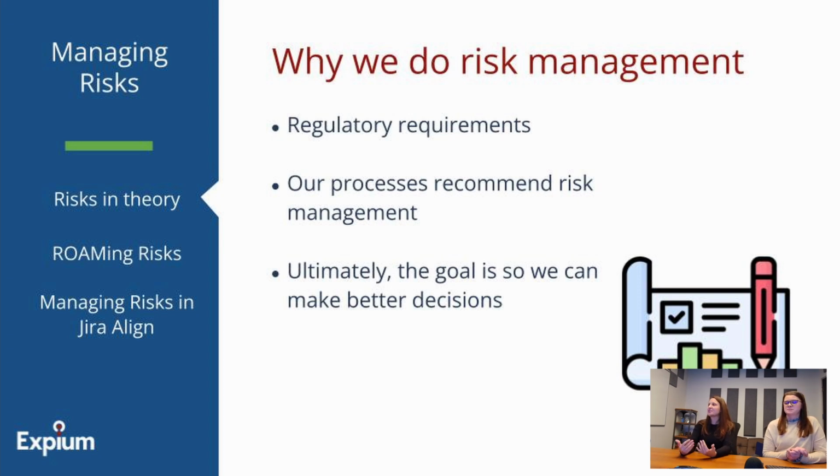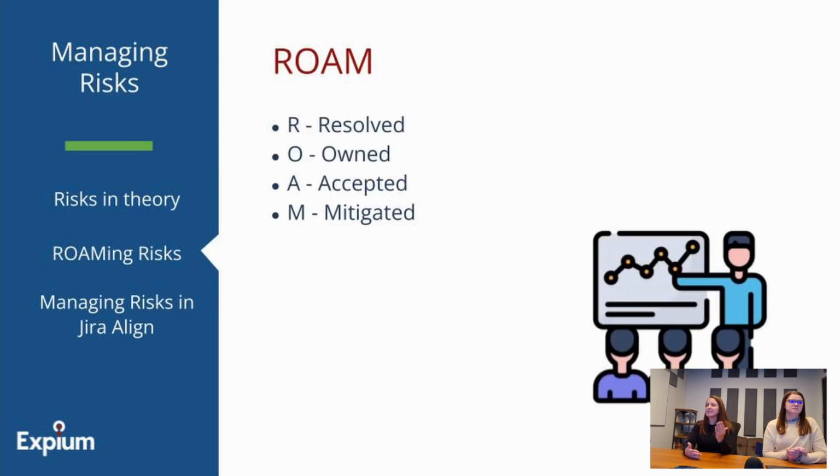The idea is that your teams and programs are considering what could go wrong in the quarter that would disrupt the plan that we've made. Those ideas are our risks, and we take those ideas and we ROAM them in an effort to lessen the impact. ROAM is an acronym that stands for Resolved, Owned, Accepted, and Mitigated.